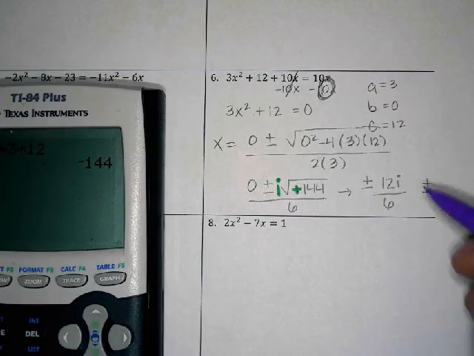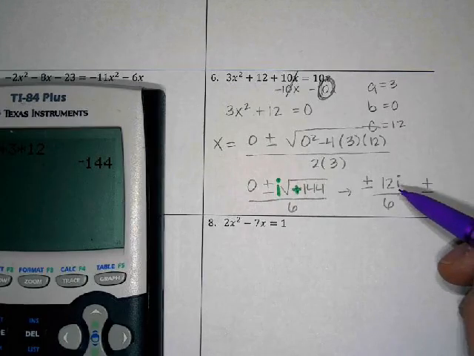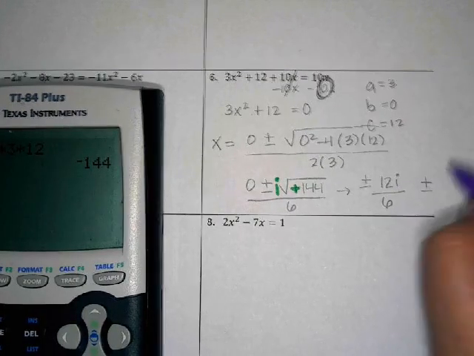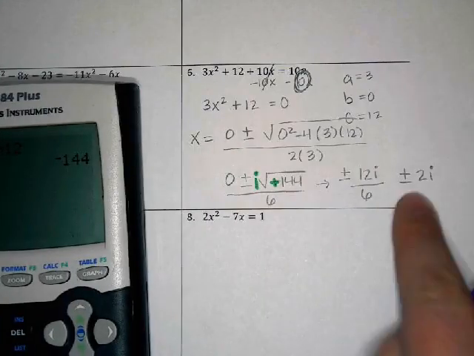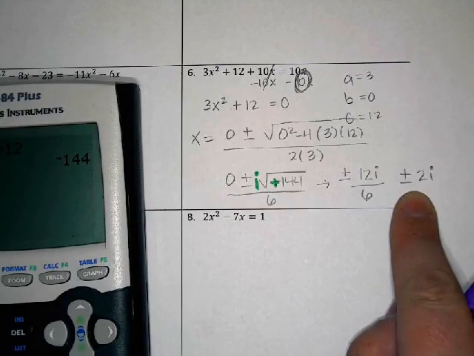How many answers is that if I have it written like this? Is that one answer? 2 answers. What are the 2 answers? Positive 2i and negative 2i. So this is 2 answers, positive 2i and negative 2i.